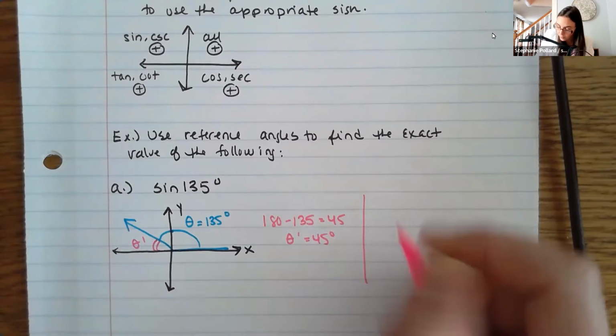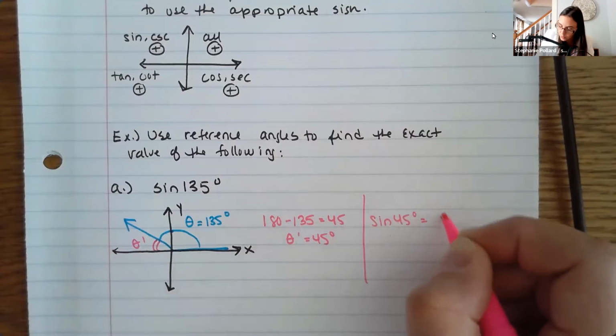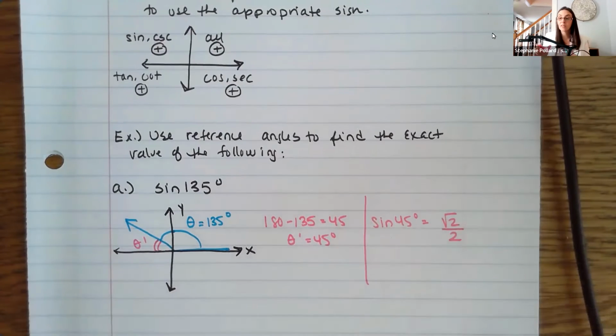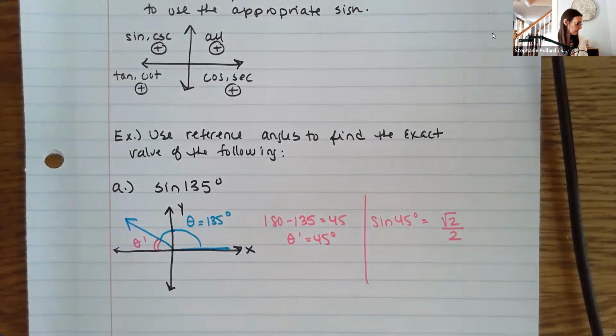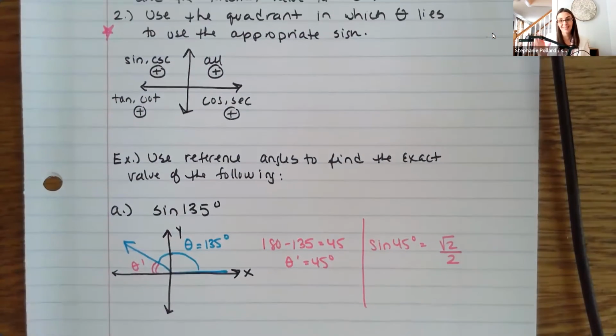Now, hopefully you remember that the sine of 45 degrees is just square root of 2 over 2. We've seen this one a few times in the videos already. So again, hopefully you recognize that. Now, the only thing you have to do is, please, if you're using reference angles, don't forget to check your sign.